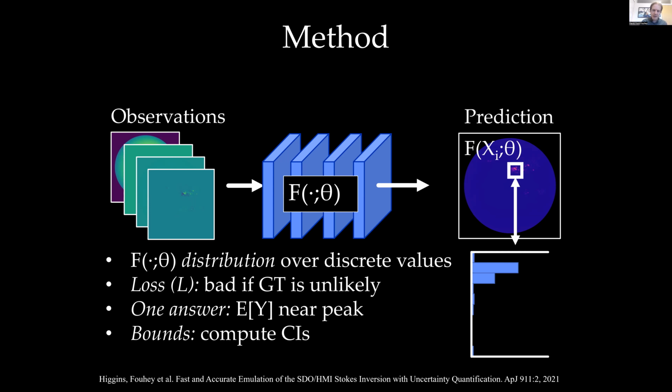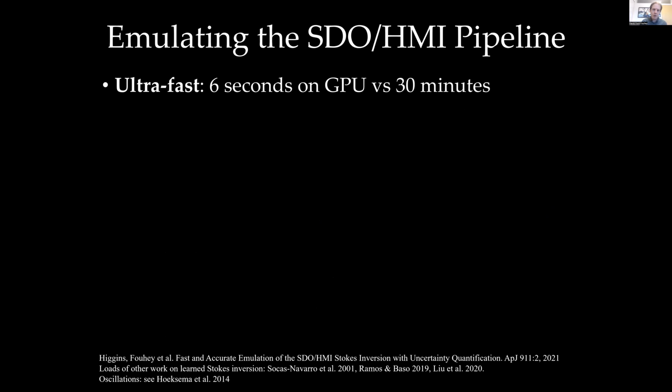So we applied this to going from HMI inputs to HMI outputs. And what we've been able to do is build a system which is ultra fast. This takes about 6 seconds on a GPU versus 30 minutes for the previous optimization-based pipeline. Of course, it's hard to make comparisons between GPU implementations and CPU stuff, but this is 6 seconds for a very unoptimized implementation. So just framing it as a neural network can accelerate things tremendously.